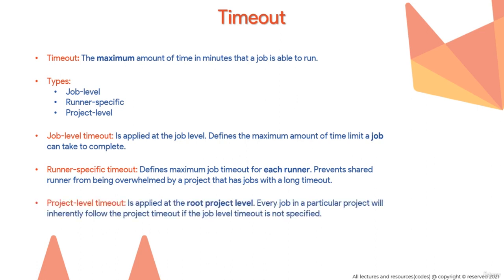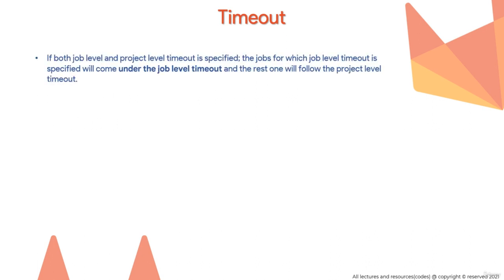Last, project level timeout. As job level timeout is applied for specific or individual jobs, the project level timeout is applied at the root project level. Means every job in your particular project will inherently follow the project timeout if you do not specify the job level timeout explicitly. Next, if both job level and project level timeout are specified, then the jobs for which job level timeout is specified will come under the job level timeout and the rest will follow the project level timeout. Well, if you are a little confused, don't worry, we will see them in an example.